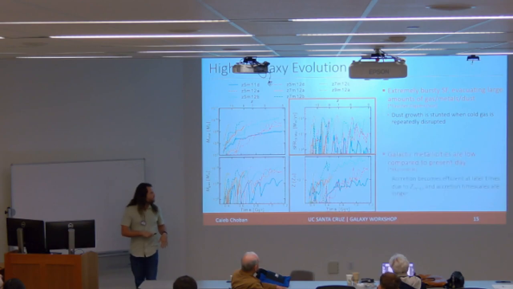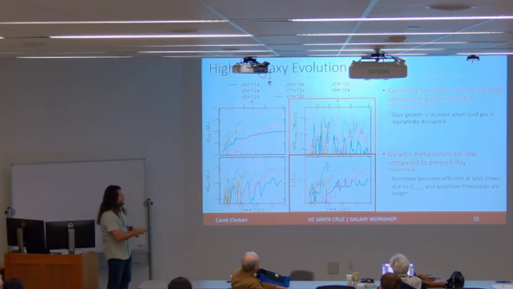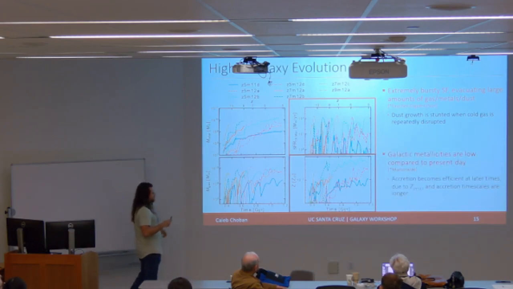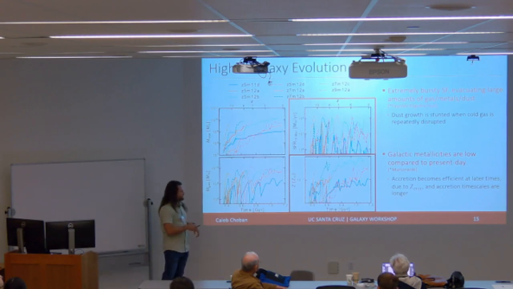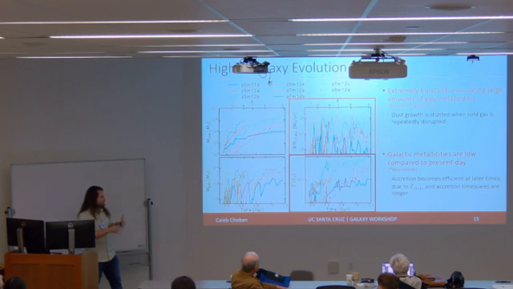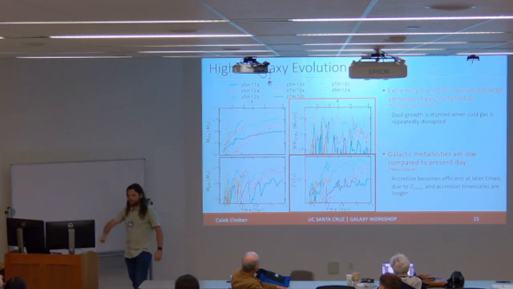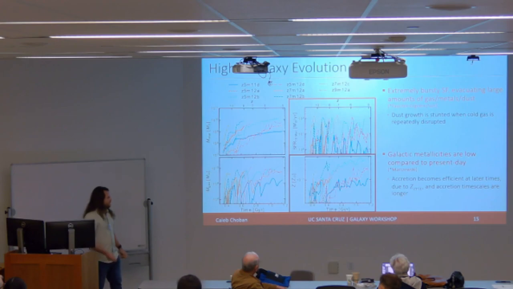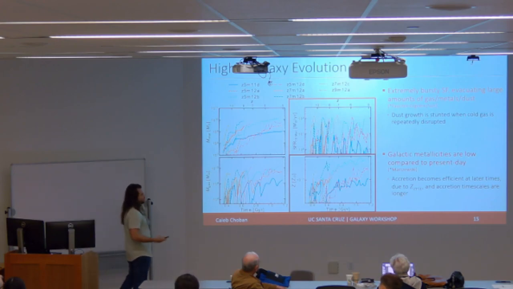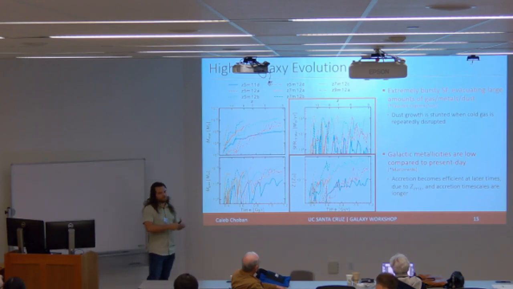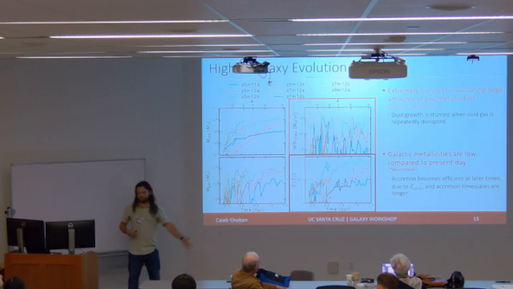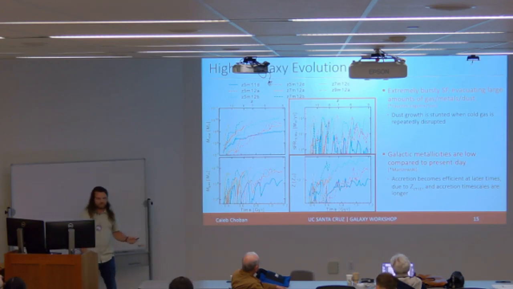slower. Also, as Andy Marzawiski will talk about later, I think on Friday, the galactic metallicities for these galaxies are quite low compared to their analogs at present day for similar stellar mass. This is the cold gas metallicity for these galaxies, and the most metal-rich galaxy is around half solar. So that means accretion is going to start later because of this limitation of needing to pass this critical metallicity threshold. And accretion timescales are just going to be longer because they scale with the metallicity. So it's already not looking like a good environment to build up your dust mass by accretion.